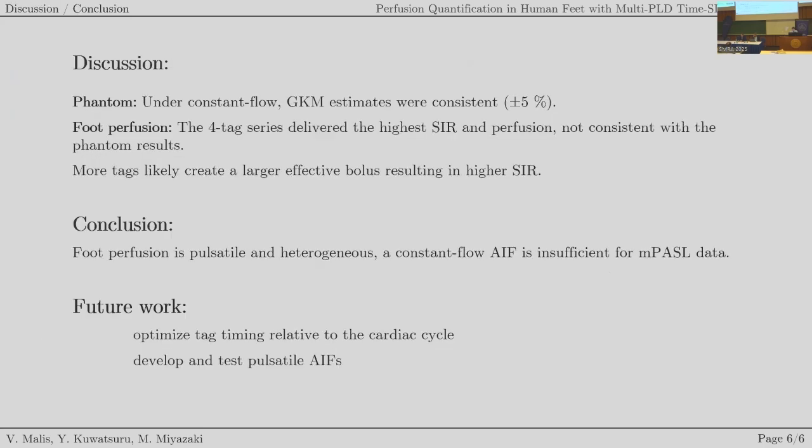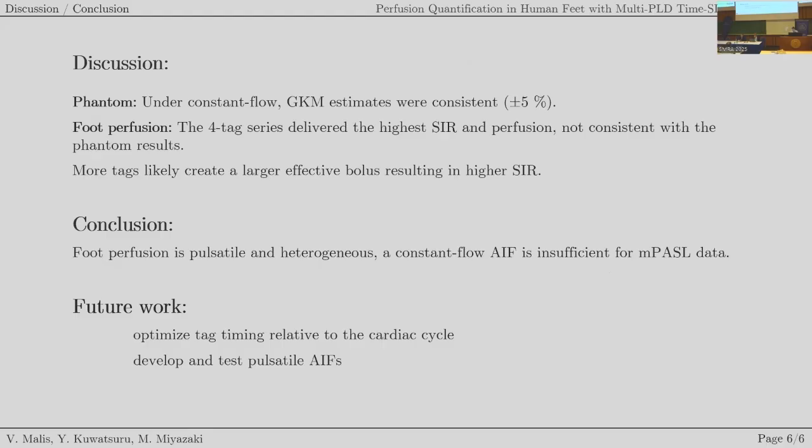So for the phantom under the constant flow, general kinetic model estimates were consistent. However, for the in vivo study, the 4 tag series delivered the highest signal increase ratio and highest perfusion coefficients, which was not consistent. So more tags likely create a larger effective bolus, resulting in higher signal increase ratio.